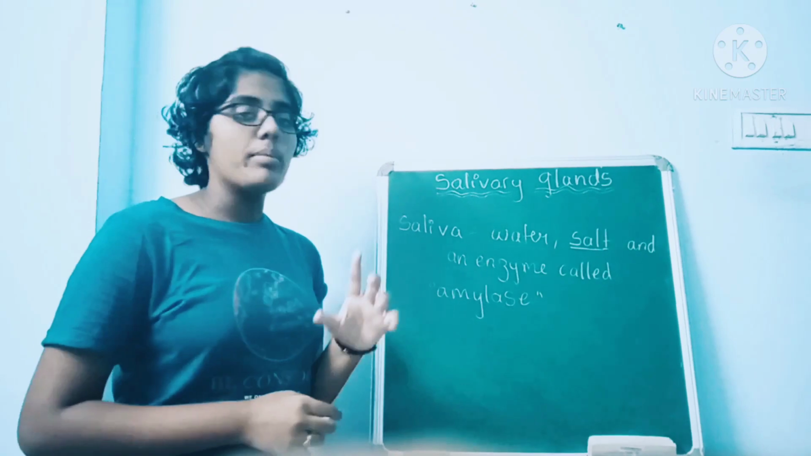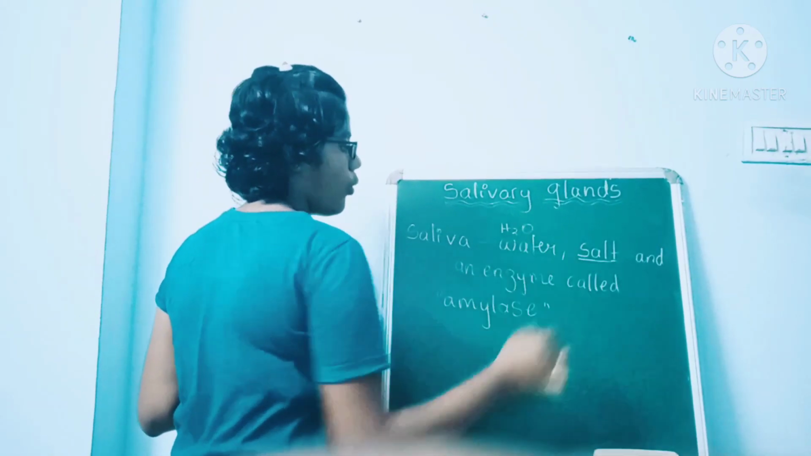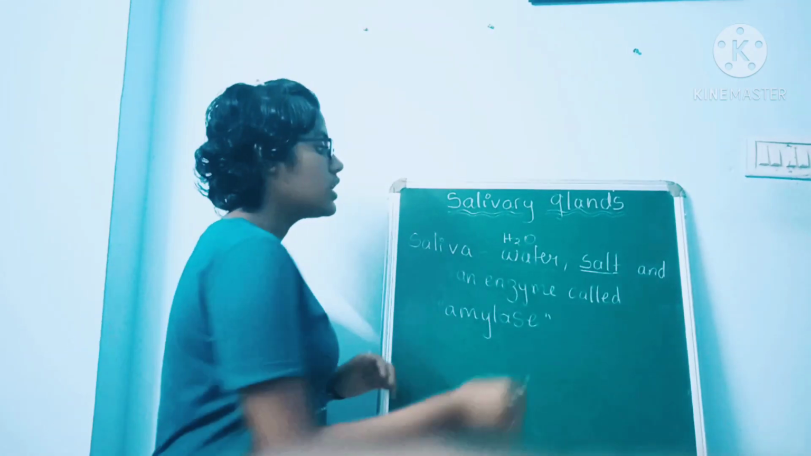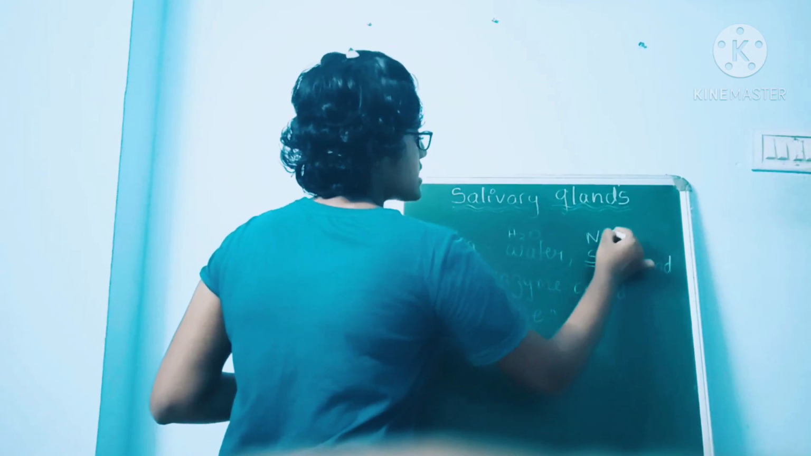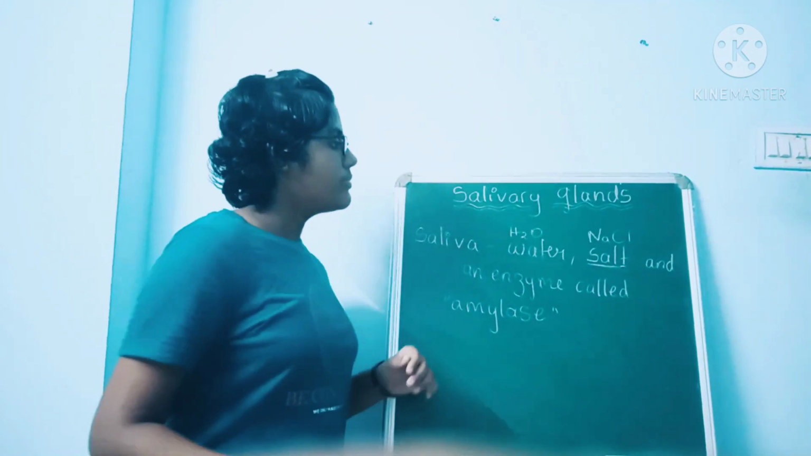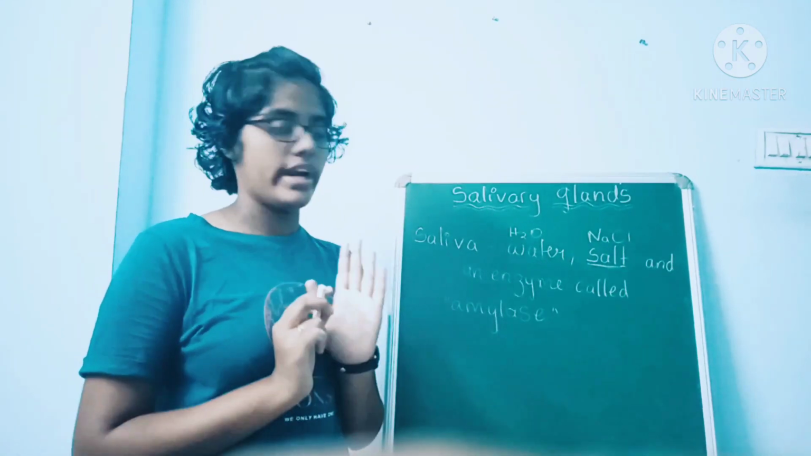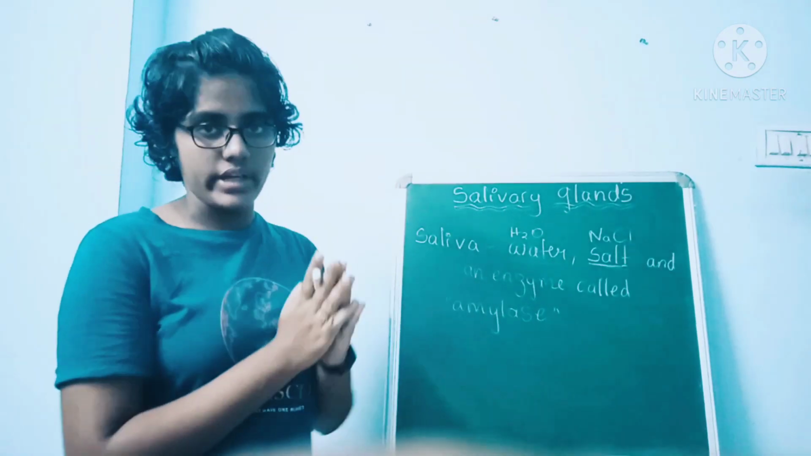Water. What's the formula of water? H2O. It's the formula of water. H means hydrogen, O means oxygen. The salt formula is NaCl, which means sodium chloride. Na means sodium, Cl means chloride. This is the formula. So these you can also learn. If you don't know, you can note them down, right?